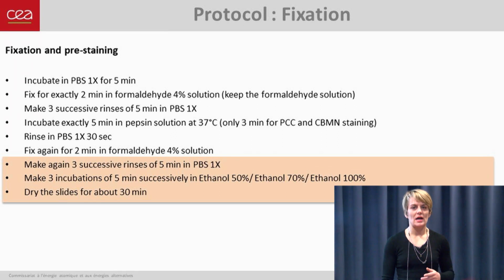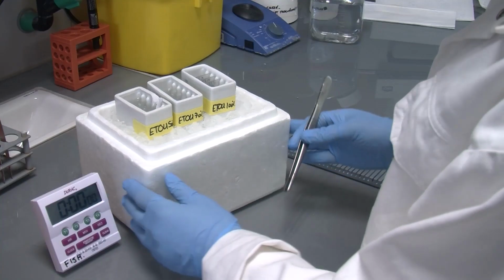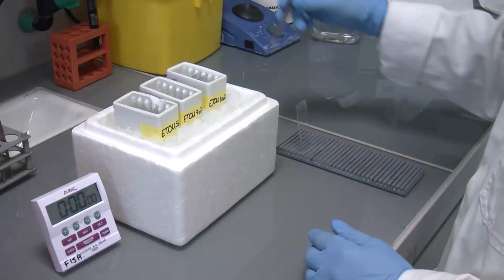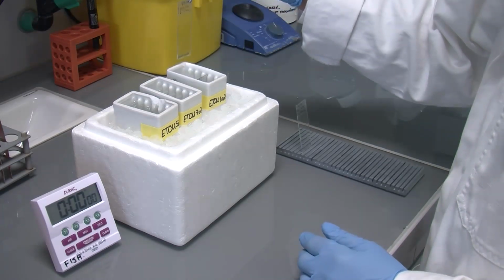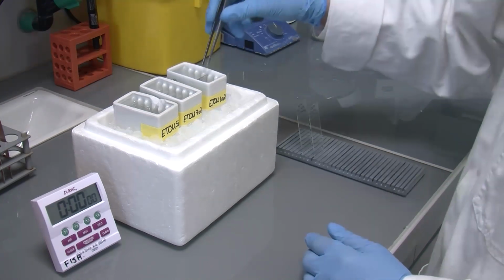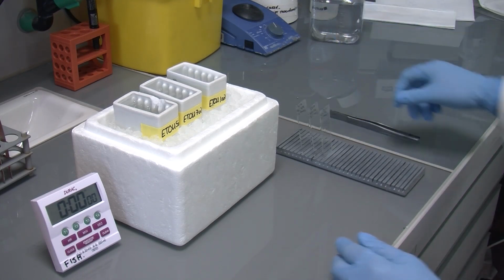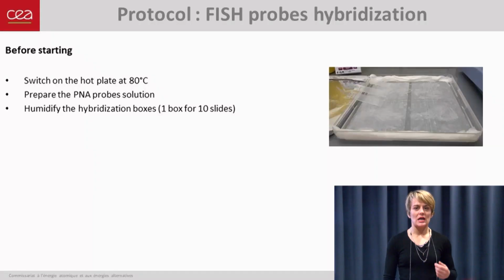Then, quickly rinse the slides in PBS, fix again in formaldehyde for 2 minutes, and continue with 3 PBS rinses. After that, you can start the dehydration with successive incubation in ethanol 50%, 70%, and 100%. After the last ethanol bath, we remove the slides and let them dry for at least 30 minutes. Once dried, the slide will be ready for the DNA probes hybridization.